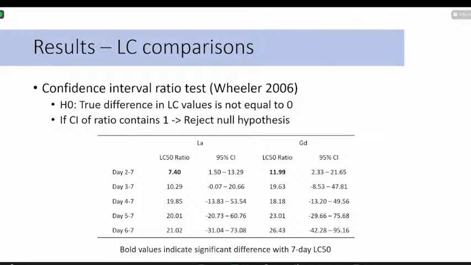So then what I wanted to do was a comparison between the LC50s that I obtained for every day. For this, I used the confidence interval ratio test, with the null hypothesis that the true difference in LC50 values is not equal to 0. If the confidence intervals contain 1, this means that we reject the null hypothesis. And even if the values were decreasing, this only means that the day 2 and day 7 values are significantly different. From day 3 to 6, those values, even if they were decreasing, were not significantly different. And this was the same for lanthanum and gadolinium.